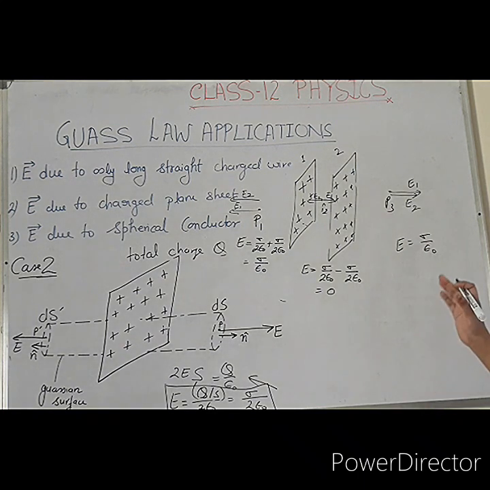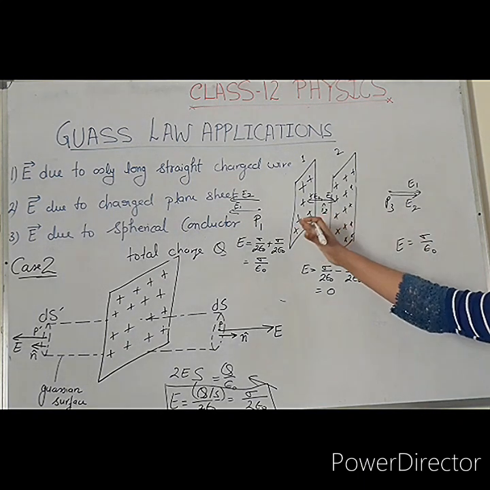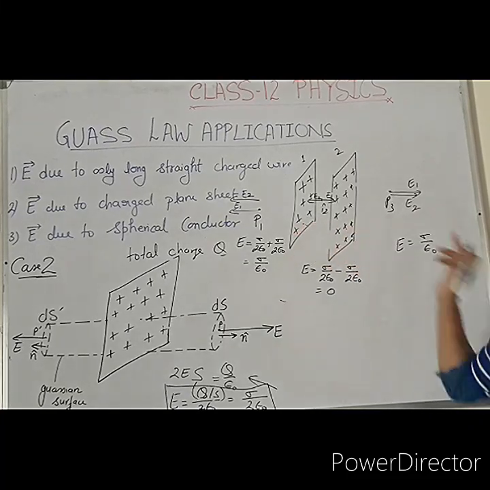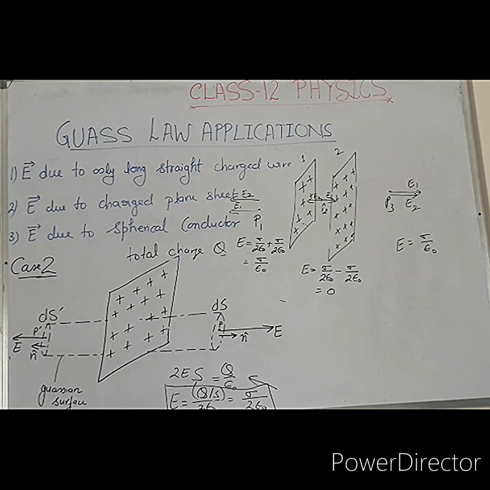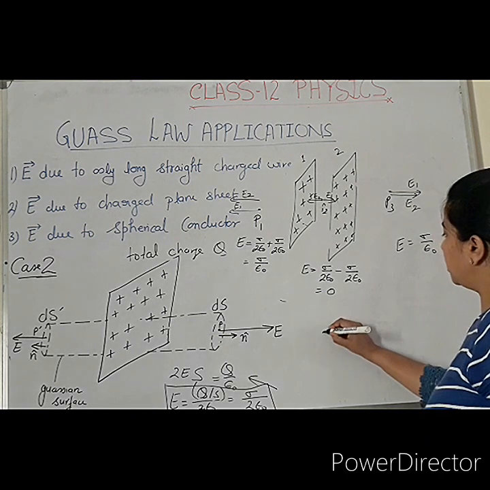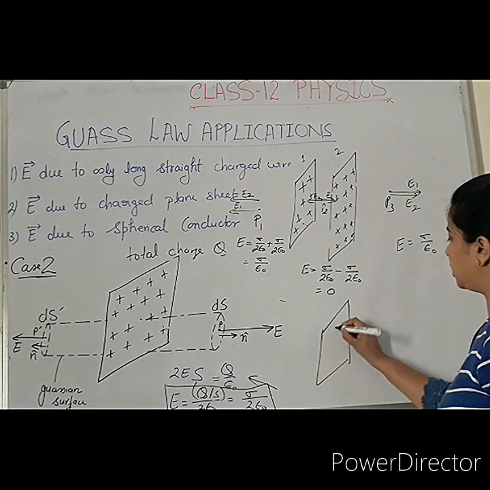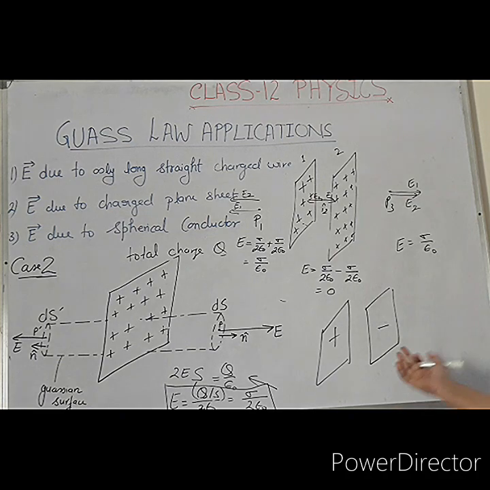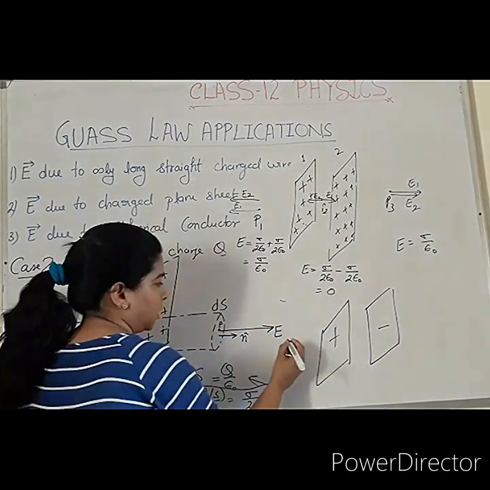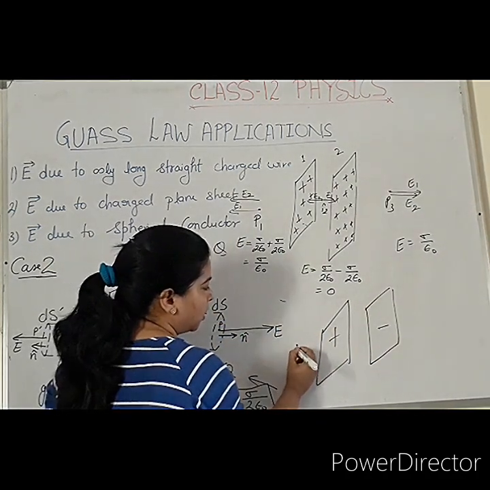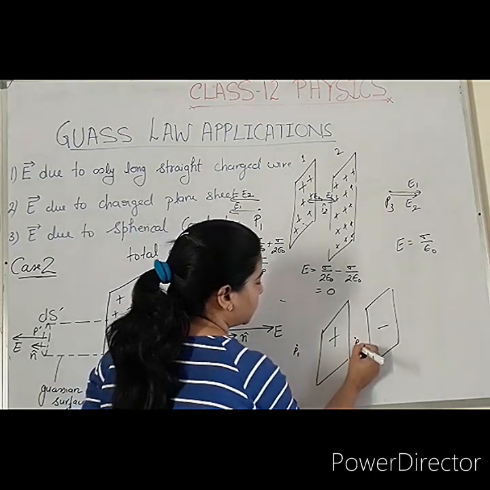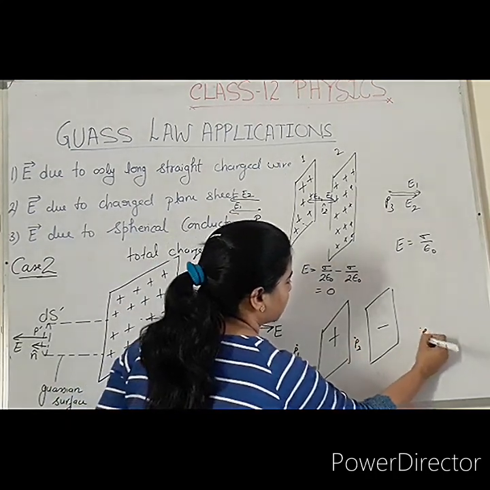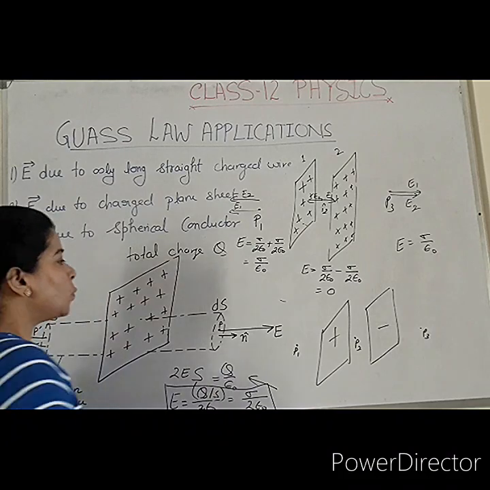So these are the 3 points which we can discuss regarding a positive charge sheet and another positive charge sheet placed parallel to each other. One more case we can take: if one plane sheet is positively charged and the other plane sheet is negatively charged. So what will happen in this case? Both are parallel to each other, with points P1, P2 and P3. Okay, so what will happen?